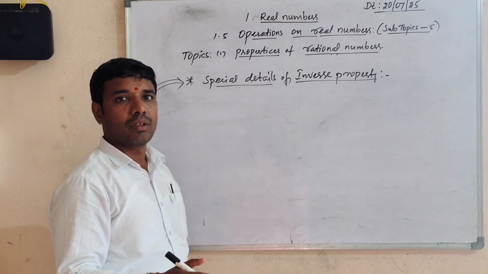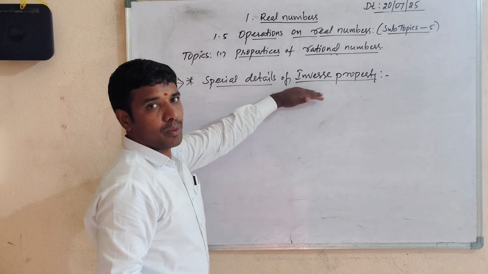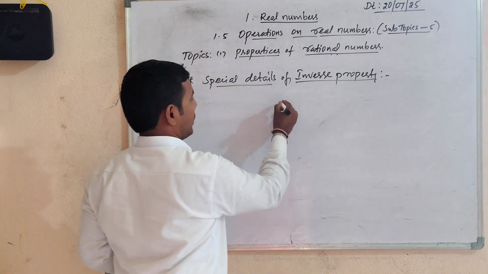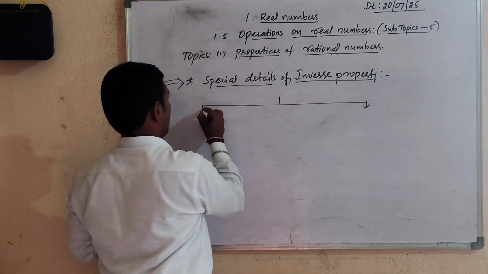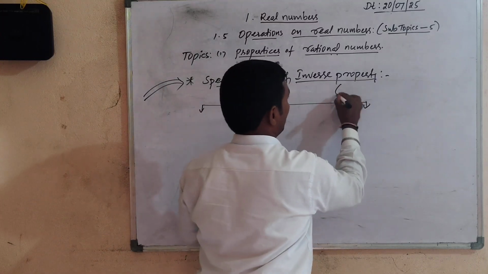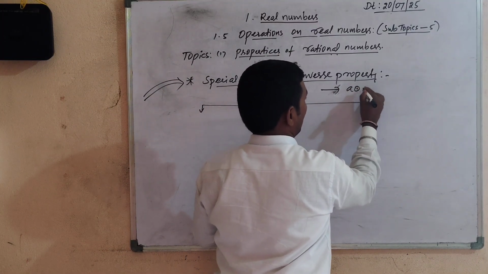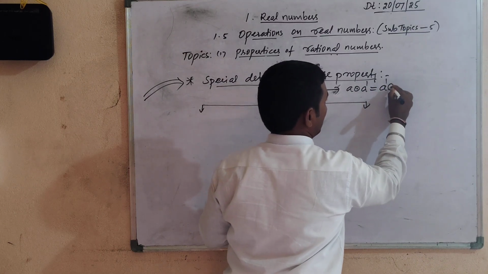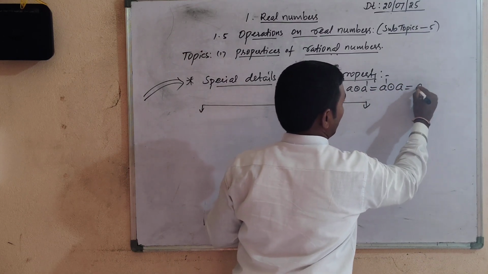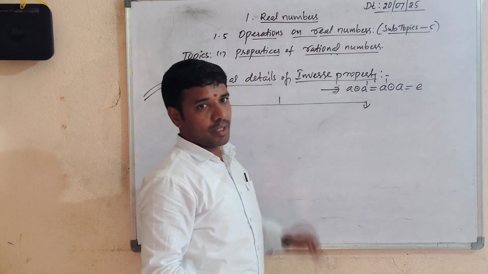Now special details of inverse property. In this we have to discuss two things. Inverse property basic rule, tell me. Basic rule is A ∘ A complement is equal to A complement ∘ A is equal to E. That is the basic rule of inverse property.